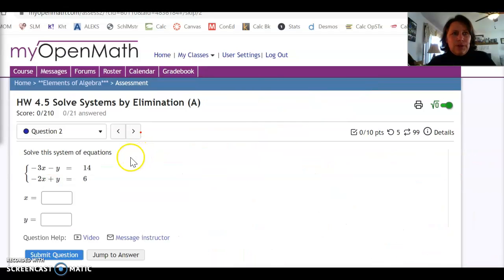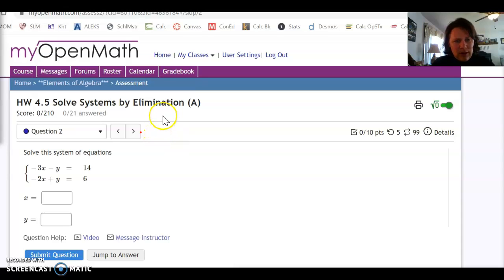All right, number 2, we have, first thing we need to check is to see if both equations are in standard form. And they are. They're both in the ax plus by equals c format. And we do have complete opposites. The y's, we have a negative y and a positive y. And so those are complete opposite, perfect opposites, so we're good there.